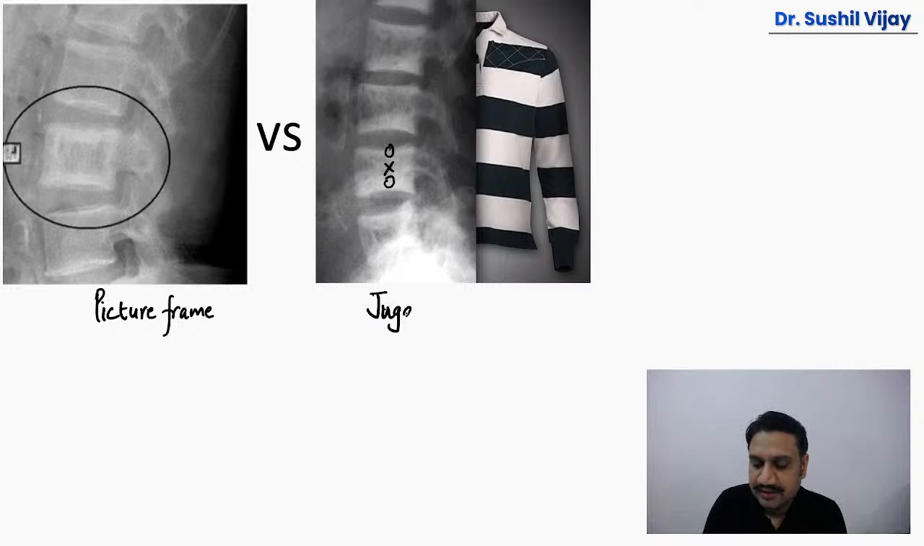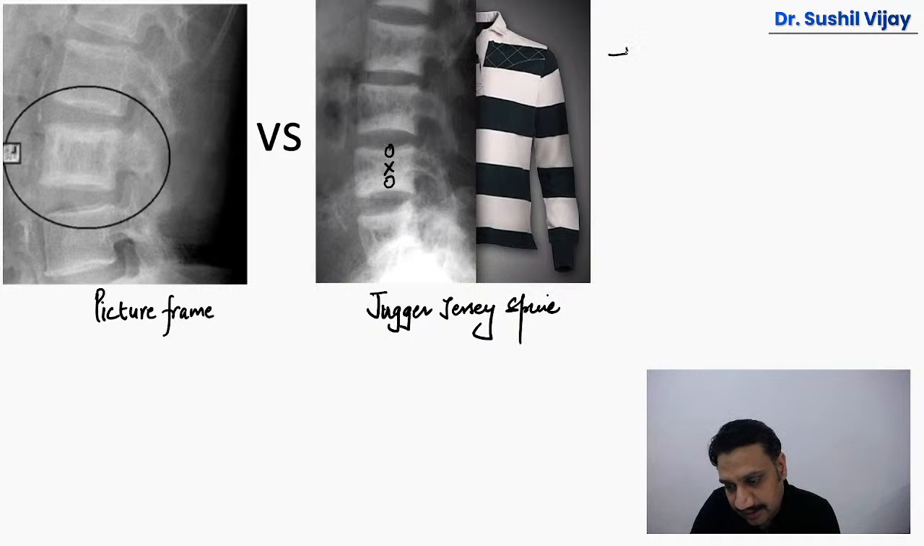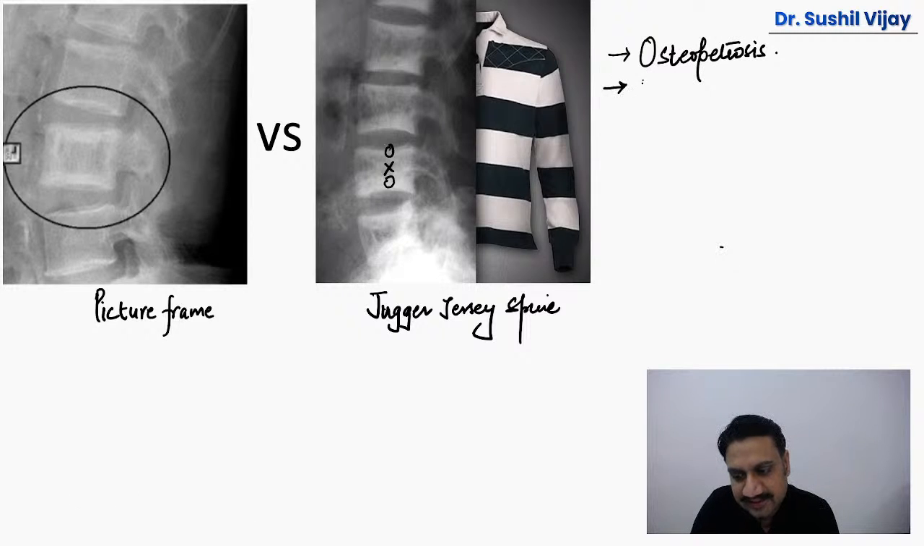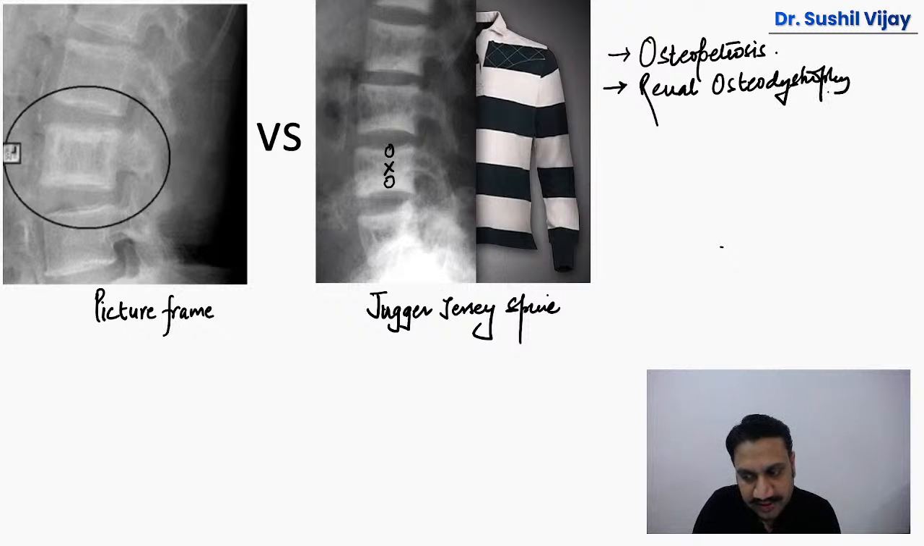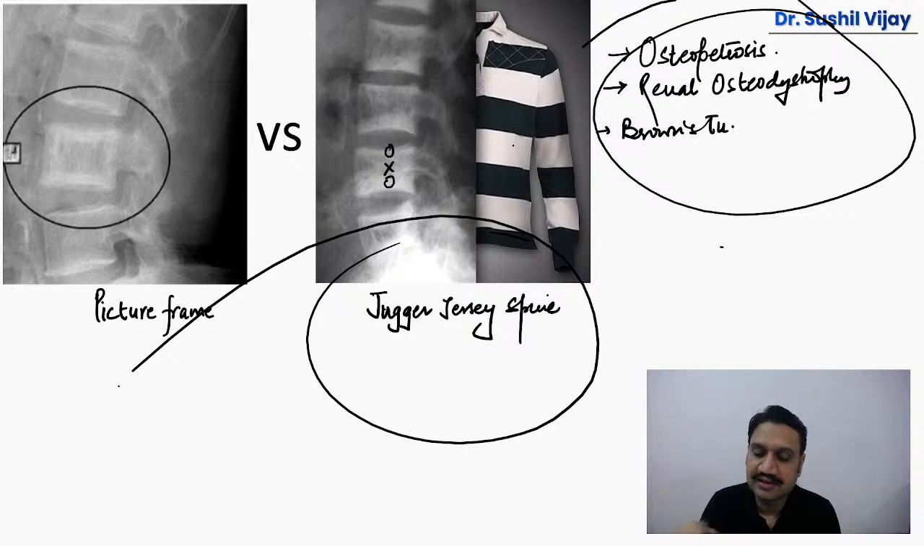This is known as the rugger jersey spine. And where do you see the rugger jersey spine? It is seen classically in osteopetrosis. What other condition can it be classically seen in? The renal osteodystrophy. And the third situation where it can be seen is Brown's tumor. So osteopetrosis, renal osteodystrophy, and Brown's tumor. These are the three important situations where you can see a vertebra like this, the rugger jersey spine.